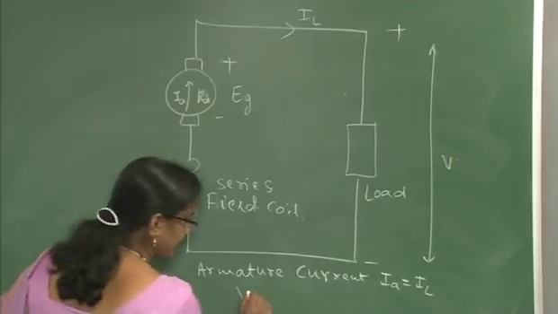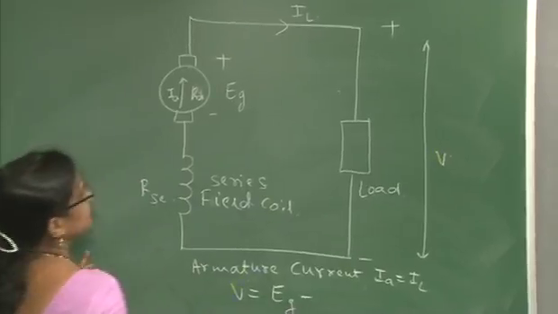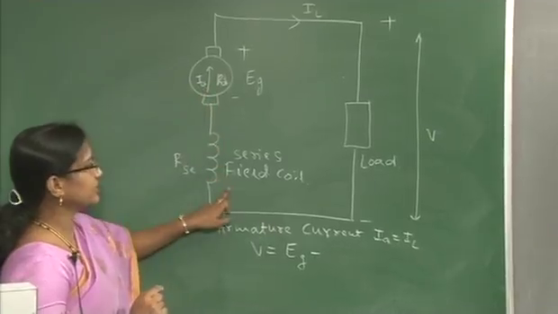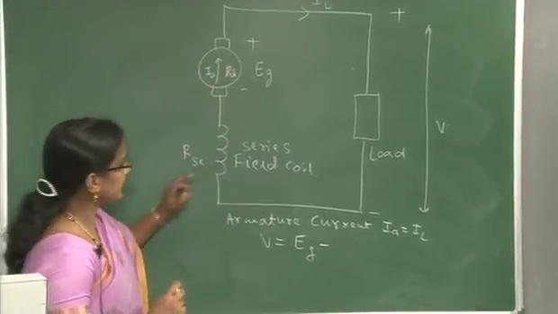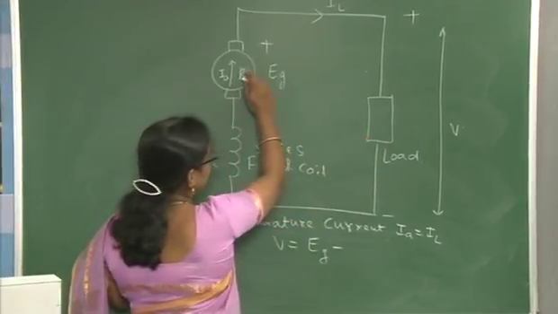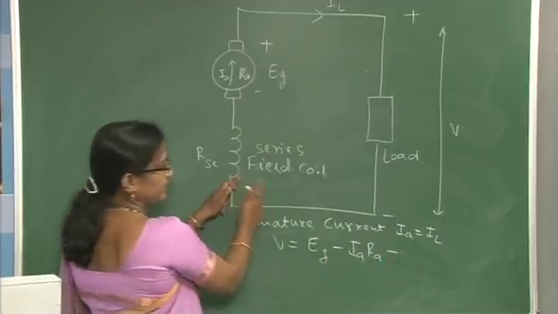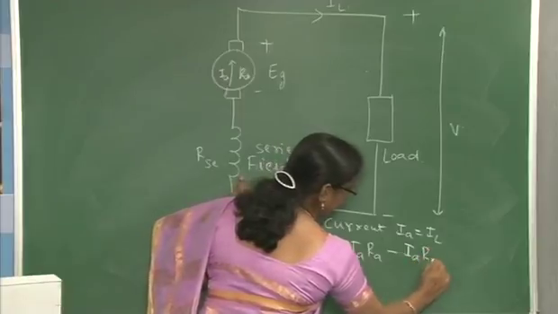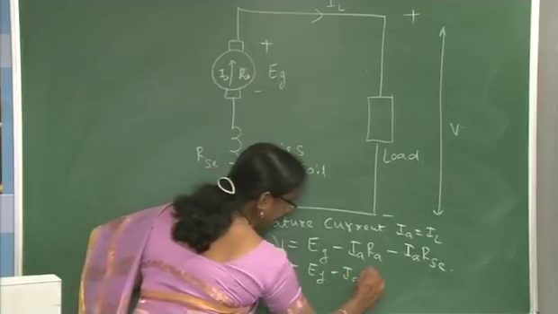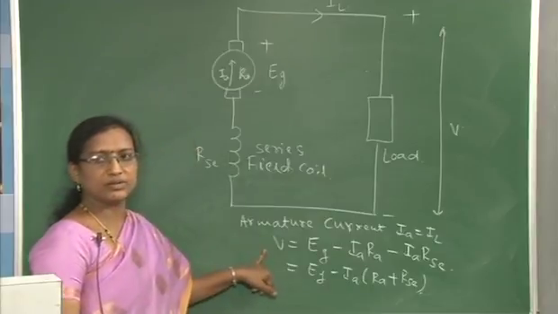So, now the terminal voltage V is equal to what? EG minus, there are two drops now in series, one is the armature drop, another one is the field drop. You can consider this since the current flowing through all the elements is IA. So, armature drop is IA RA, minus the field drop is IA RSE. So, you can represent this as EG minus IA (RA plus RSE). So, this is the terminal voltage V.